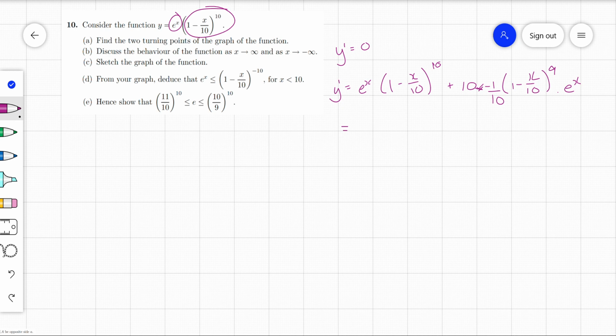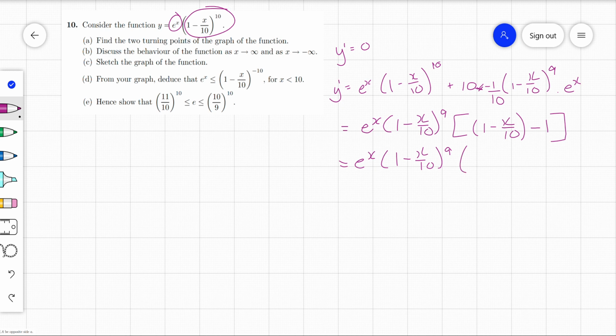So we can see here, we want to factorise because we're looking for zeros. They've both got an e to the x, and they've both got 1 minus x on 10 to the power of 9. This first term has one more of these, and the second term is just minus, because 10 times negative 1 on 10 is negative 1, so it's just negative 1 of that. Alright, so that's nice because now it's fully factorised. So I've got that, and here 1 minus 1, and then this is minus x on 10.